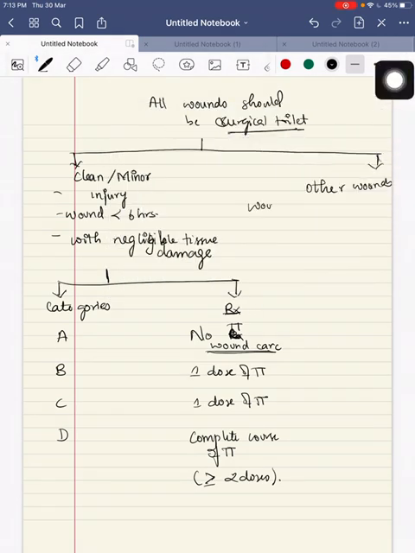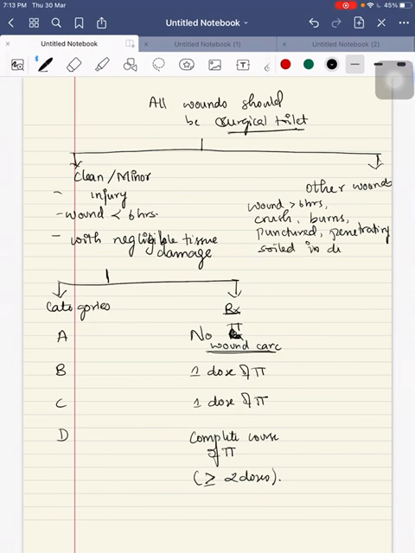Next, for other wounds. The other wounds include the wound more than 6 hours old, crush injury, burns, punctured wounds, penetrating wounds, which have been soiled in dirt, saliva, feces.